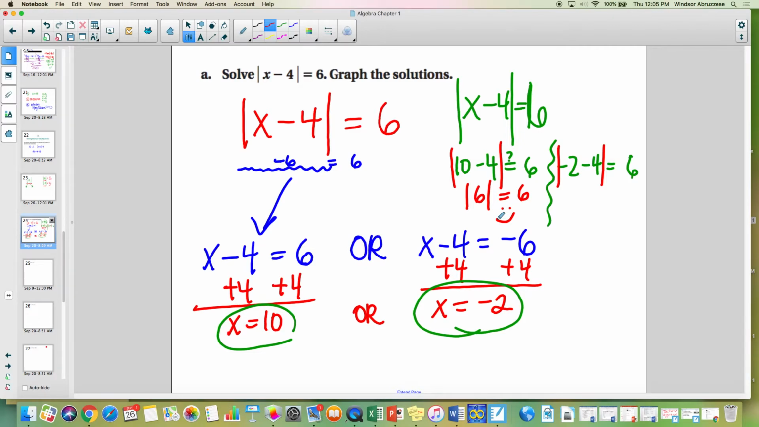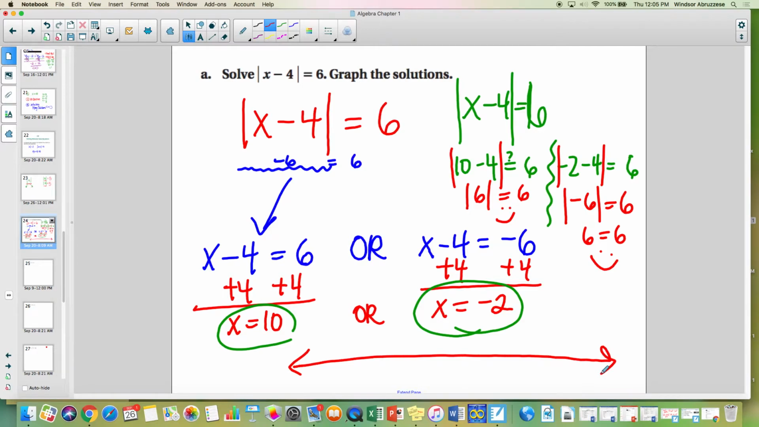Negative 2 minus 4 is negative 6. And what is the absolute value of that? Positive 6. So we did it correctly. So it's going to have two solutions. And you can graph the solutions on a number line. You'll have negative 2, 0, 1, 2, 3, 4, all the way up to 10. x equals negative 2, and x equals positive 10.